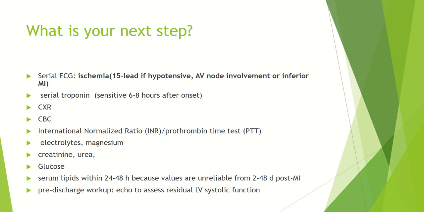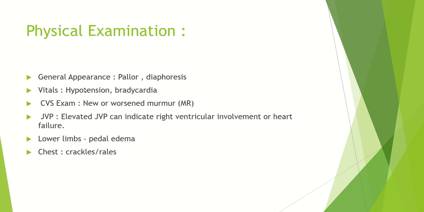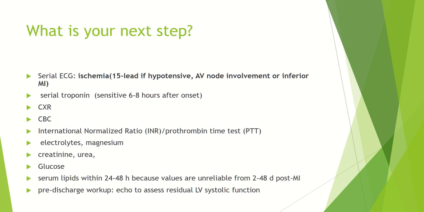So what would be your next step? First and foremost, ask for a serial ECG, and here you'll get to know when the examiner will give you findings of hypotension and bradycardia. You'll get a little hint that your patient might have a right ventricular myocardial infarction. So ask for a 15-lead ECG, serial troponins, chest X-ray, CBC, urea and creatinine, electrolytes, glucose and lipids. Also mention that prior to the discharge, you'll also do an echo to assess for left ventricular systolic dysfunction.